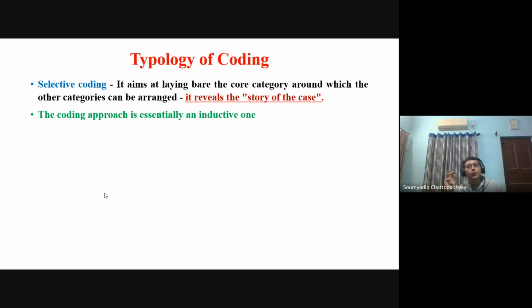And the coding approach, as you see, is essentially an inductive one. Inductive means you are taking the cue from the data. After reading that data, you generate certain categories, and on the basis of those categories, you analyze your entire data. That is why this coding approach is known as inductive. And then after that analysis, you try to fit your analysis within the existing theoretical literature.